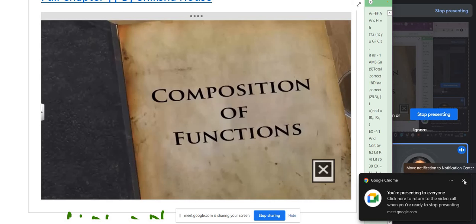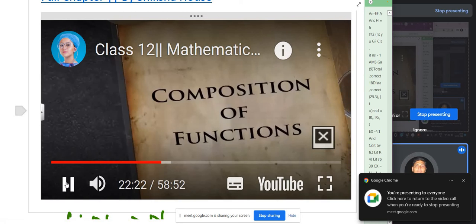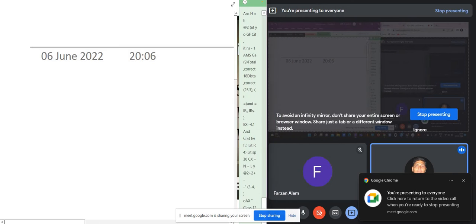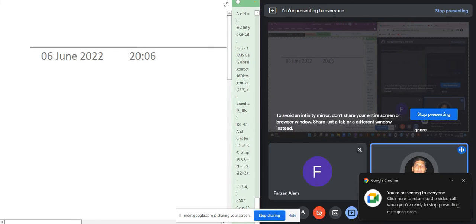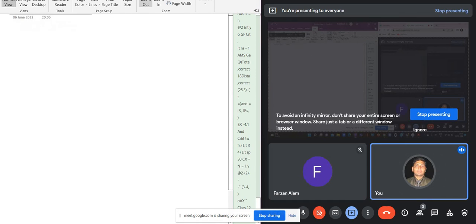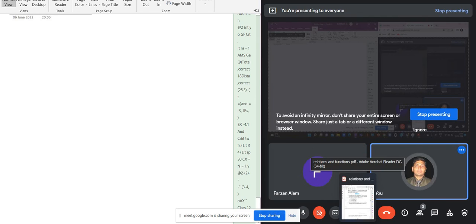So here we have understood the meaning of 1, 1 functions, onto functions, or injective and surjective functions. If a function is injective also and surjective also, that function is called a bijective function.